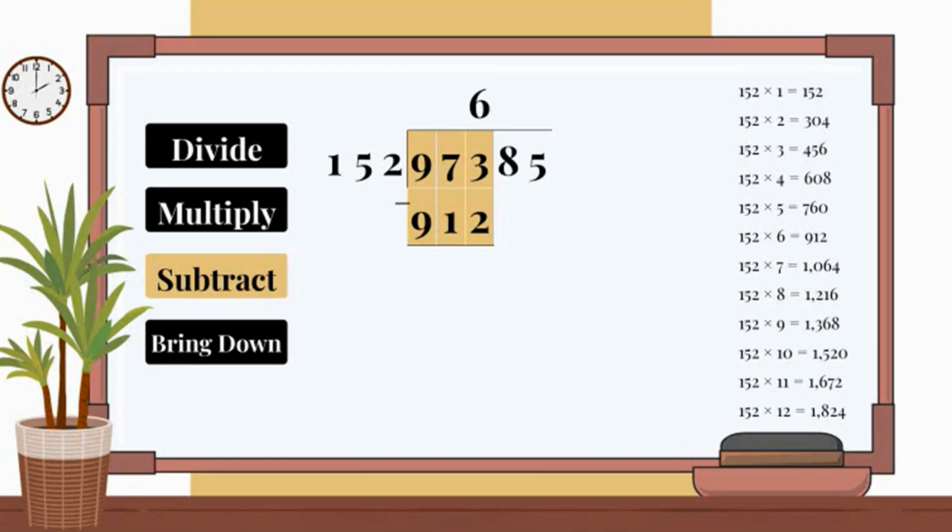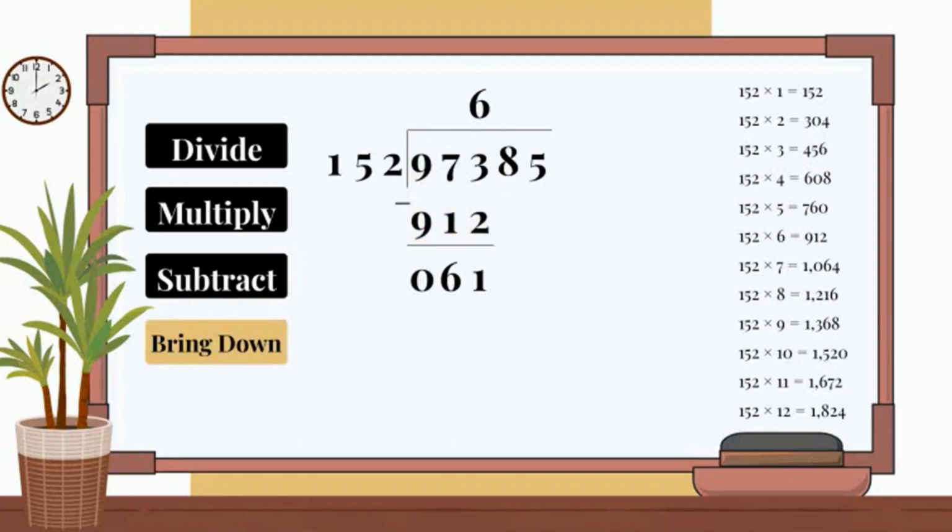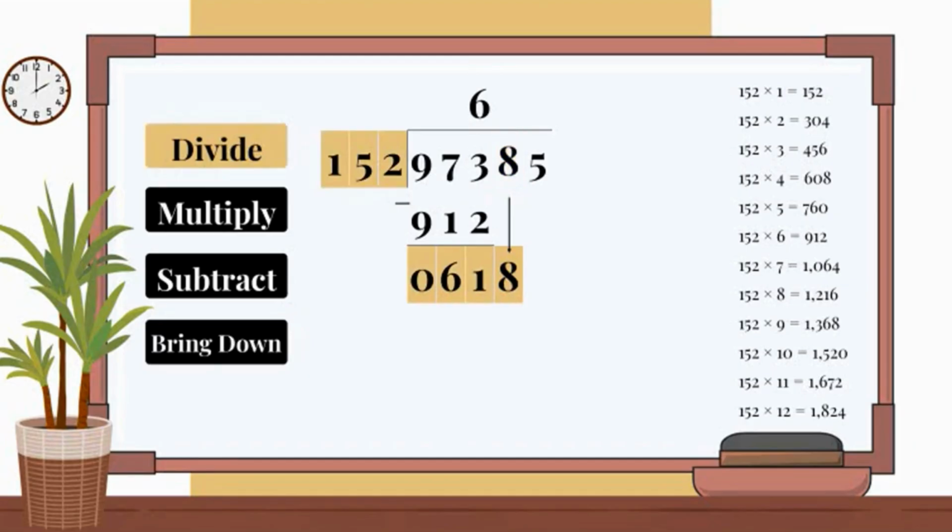3 minus 2 equals 1. 7 minus 1 equals 6. And 9 minus 9 equals 0. Our next step is to bring down the next digit in our dividend that we will be working with. We will bring down 8 and reset our steps. Now, we will divide 618 by 152.